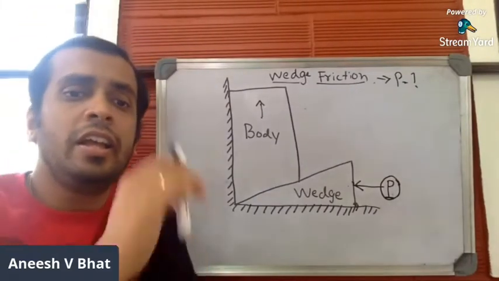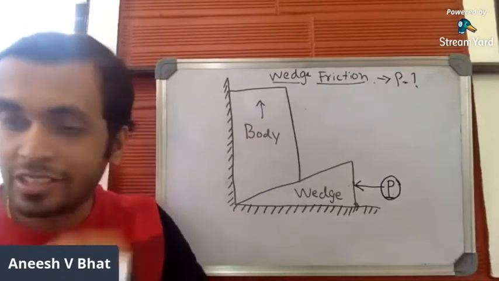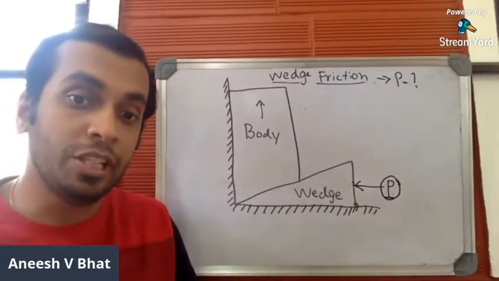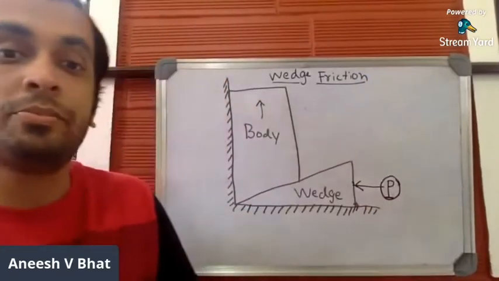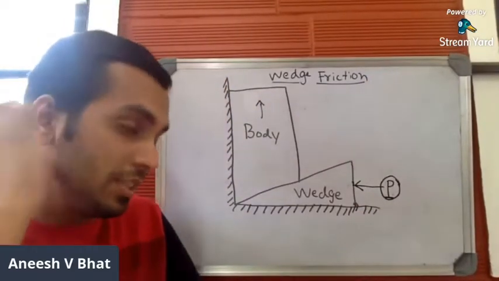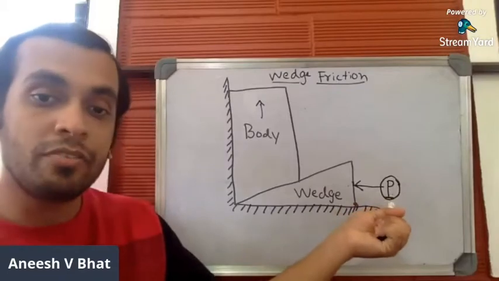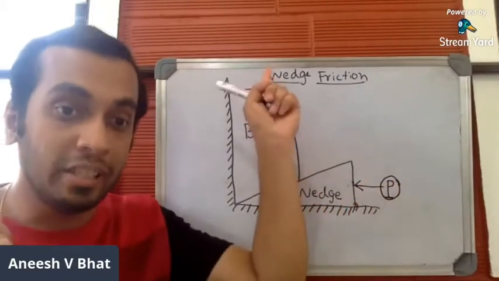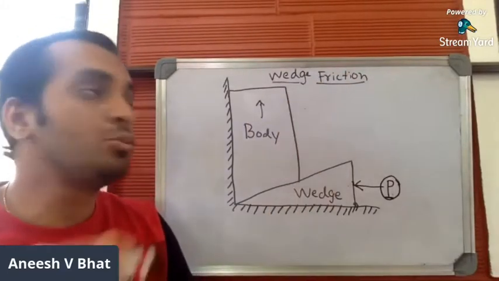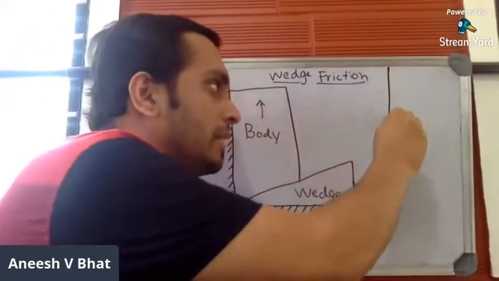Now, again, let us discuss the steps involved in solving the problems related to wedge friction. As you know, we'll be finding the magnitude of this external force P, which is required to push the wedge so that the body is lifted upwards. Let us go through all the steps involved one by one.